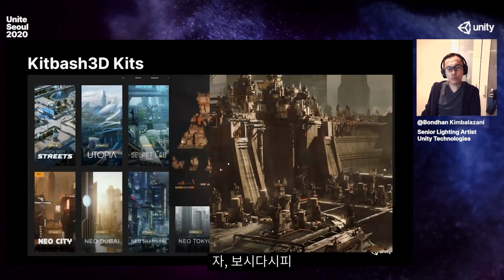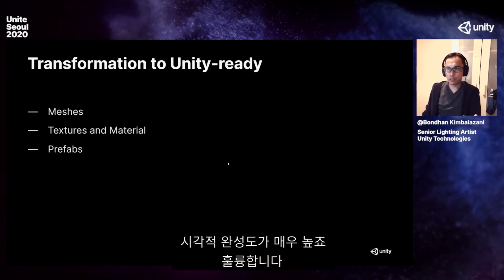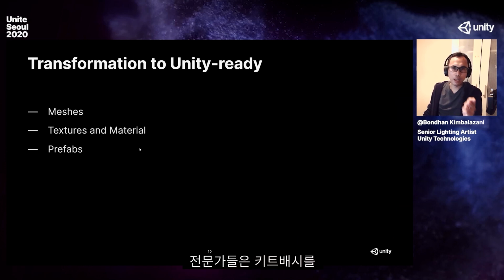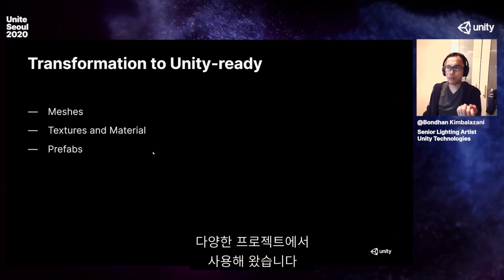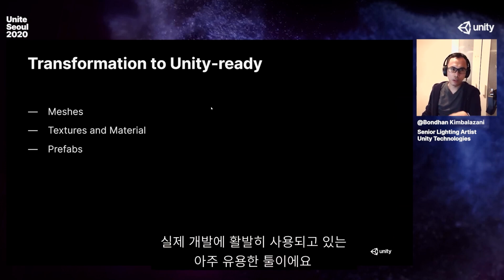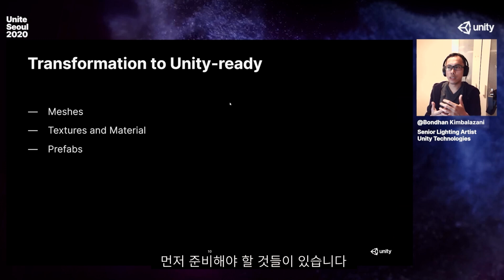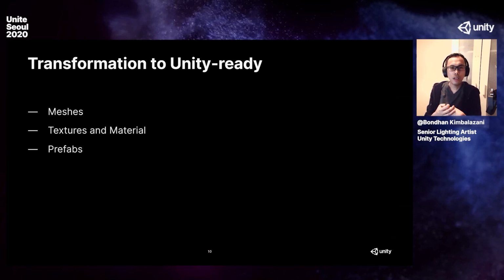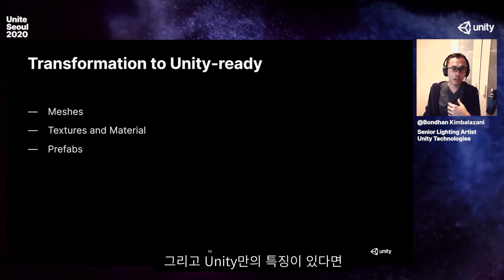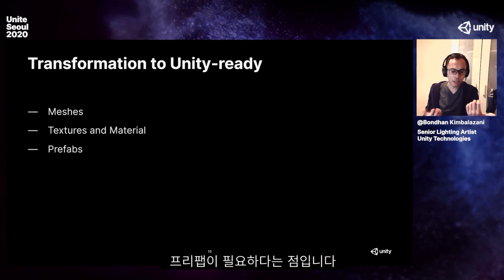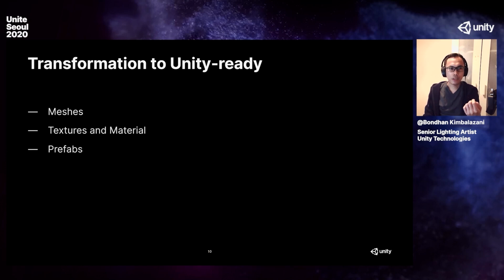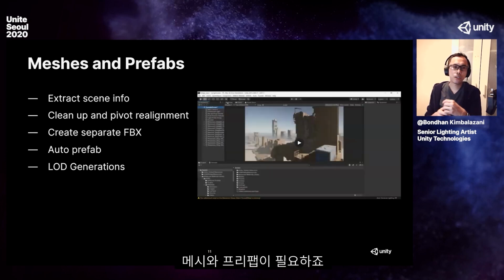All right, so as we see here, visually they are beautiful, they're great, and they've been used by professionals in various different projects. So it's battle tested, it's beautiful, it's useful. But to make them Unity ready, there are various things that need to be done to them. Mainly they need some work on the meshes, the textures and materials. And unique to Unity is prefabs, because we need prefabs, right? So meshes and prefabs.